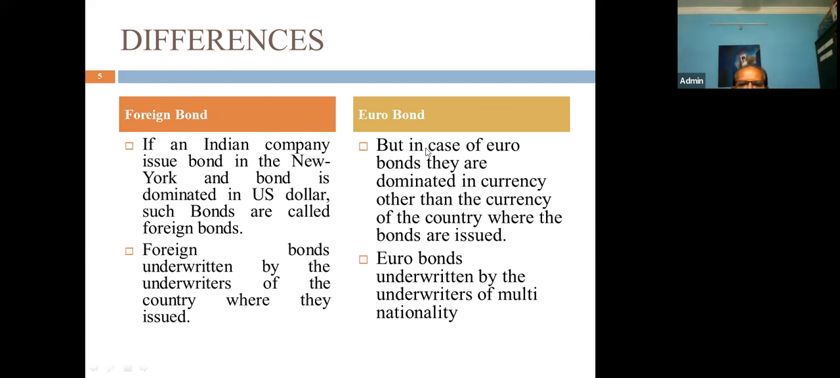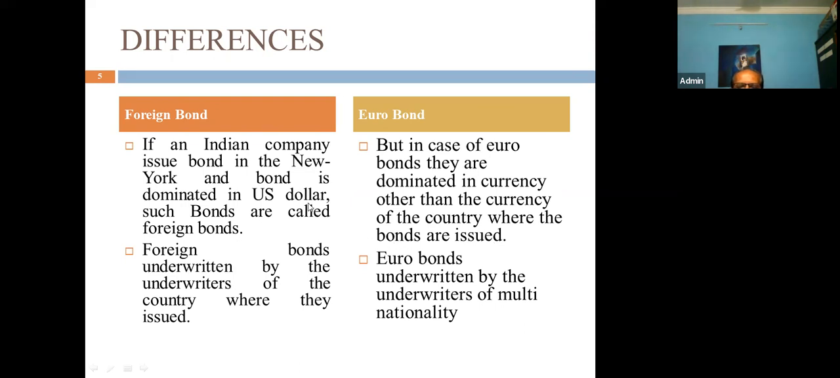Now look at this euro bond. In case of euro bonds, they are denominated in a currency other than the currency of the country where the bonds are issued. Try to understand this difference. See, an Indian company issues a bond in New York and the bond is denominated in US dollar. That is why it is a foreign bond. But in case of euro bonds, they are denominated in a currency other than the currency of the country where the bonds are issued.